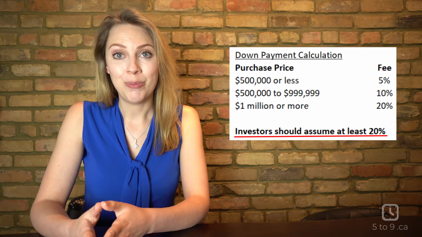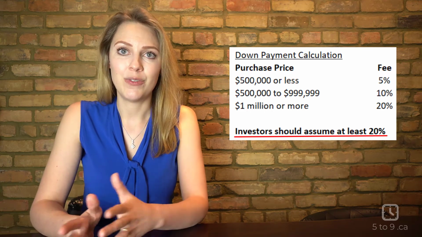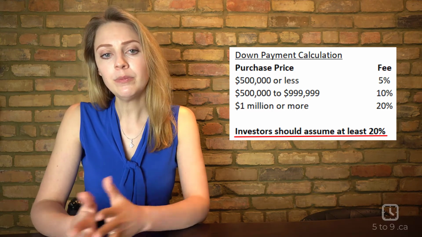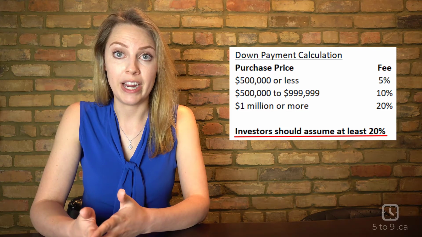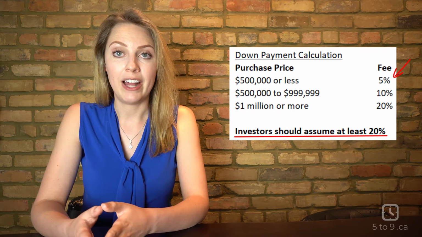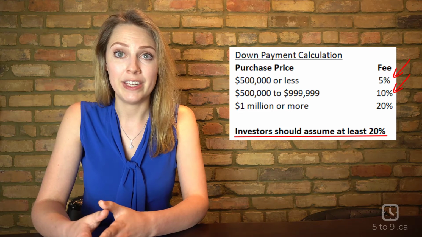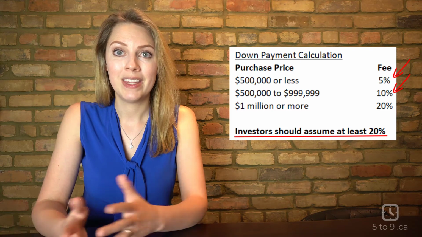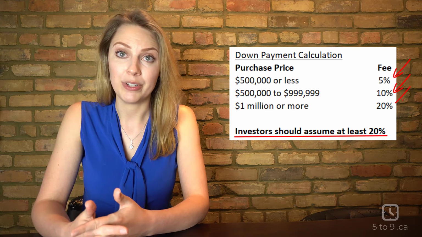Now, for your own personal properties, the calculation is a little different. And again, income ratios aside, let's just focus on what you need to put into a down payment to acquire a property. So if you're buying a property that is $500,000 or less in purchase price, you have to put down 5%. If you're purchasing a property between the values of $500,000 and $1 million, you have to put down 10% for the down payment in that interval of $500,000 to $1 million. And if you're going to purchase a property over $1 million, again, you have to put down at least 20%.